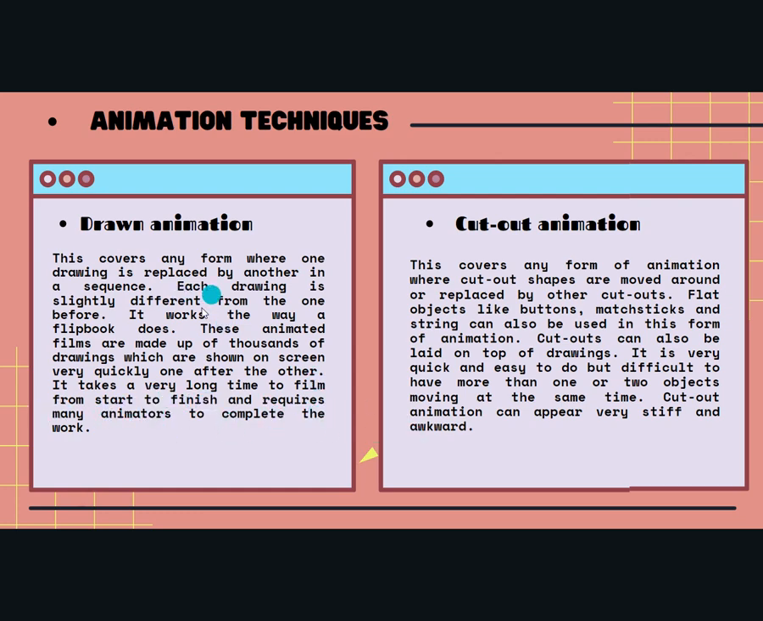Then we have here the second technique, which is cutout animation. This covers any form of animation where cutout shapes move around or are replaced by other cutouts. Flat objects like buttons, matchsticks, and string can also be used in this form of animation. Cutouts can also be one of the top drawings.